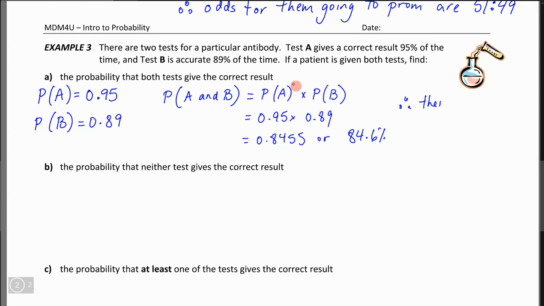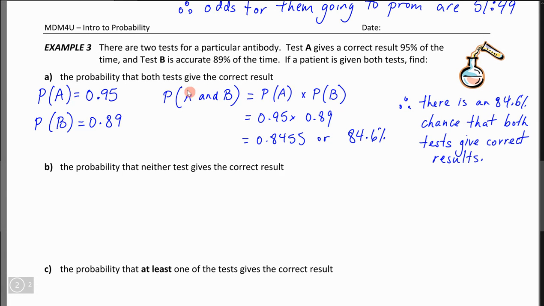And that's how we do it. So therefore, there is an 84.6% chance that both tests give correct results.